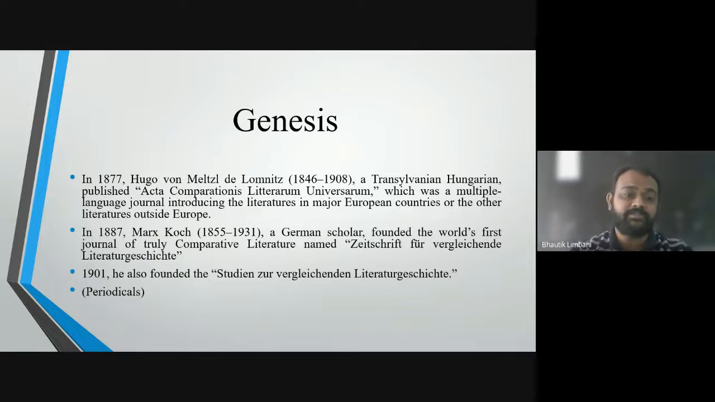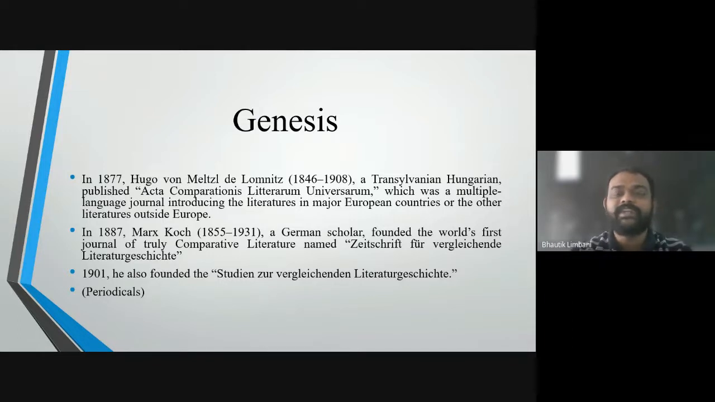a Transylvanian Hungarian, published a magazine. It was a multilingual journal, a periodical basically, and it introduced literatures in major European countries, or with other literatures outside Europe. So what happened by publishing this journal is that readers got literature of other countries. Readers now had a variety of literary texts from different countries because of this magazine.